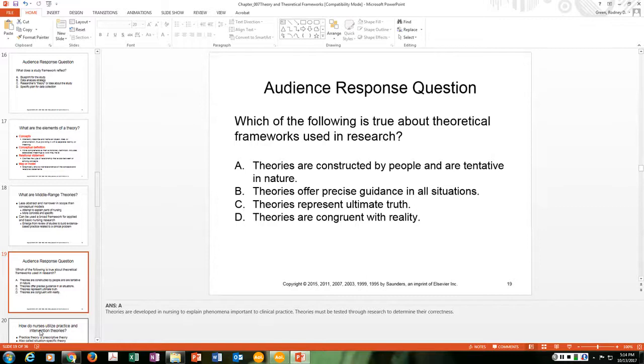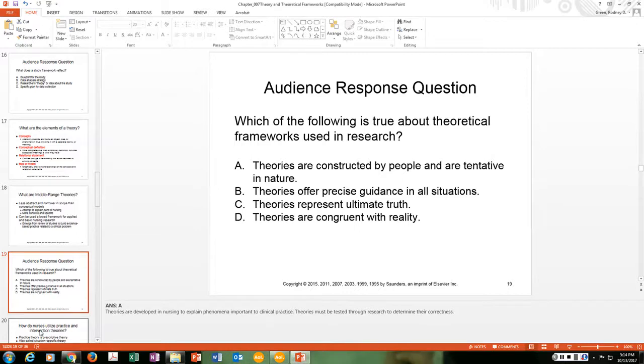Which of the following is true about theoretical frameworks used in research? Theories are constructed by people and are tentative in nature. Theories offer precise guidance in all situations. Theories represent ultimate truth. Theories are congruent with reality.